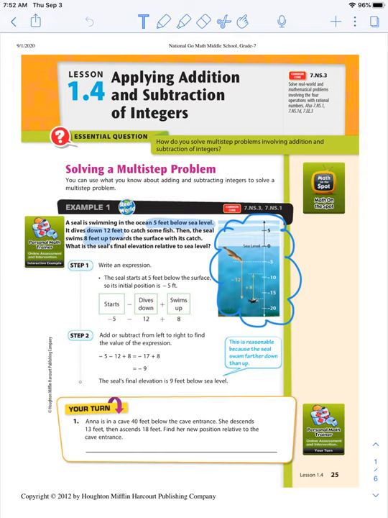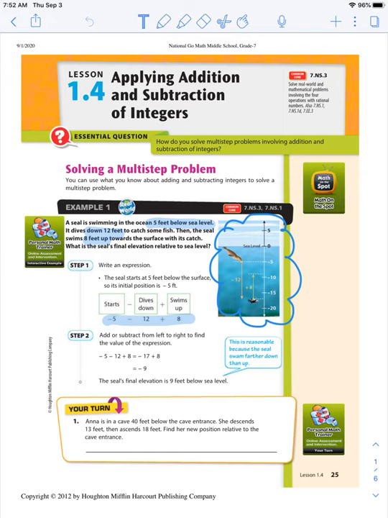We're going to represent below sea level and swimming downward with negative integers. And then when it swims up, we're going to represent that as a positive. So the expression we can use to represent this is -5 minus 12 plus 8.